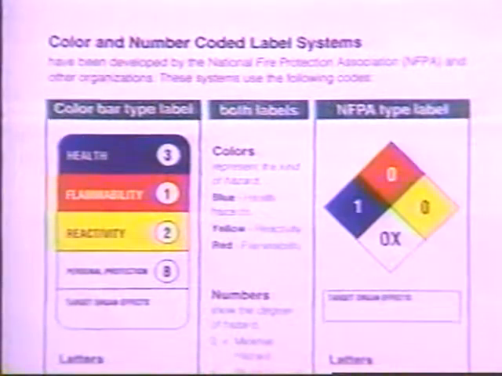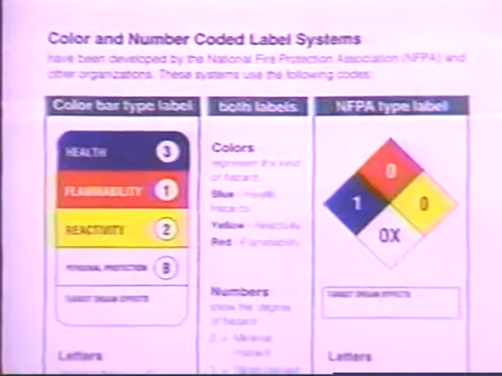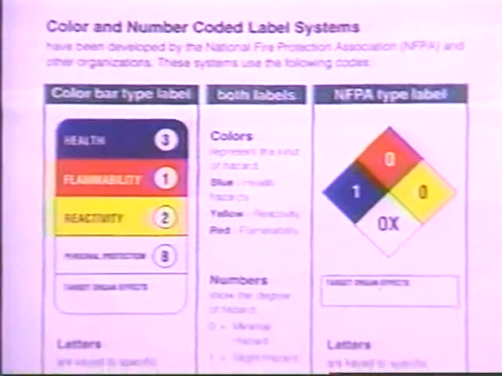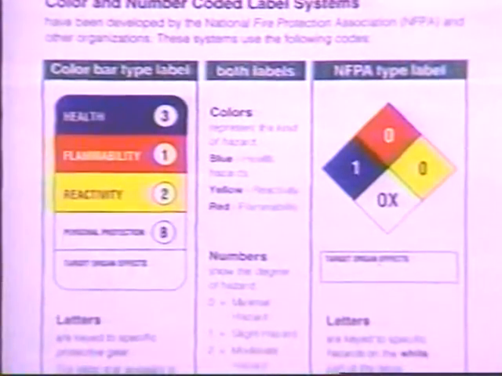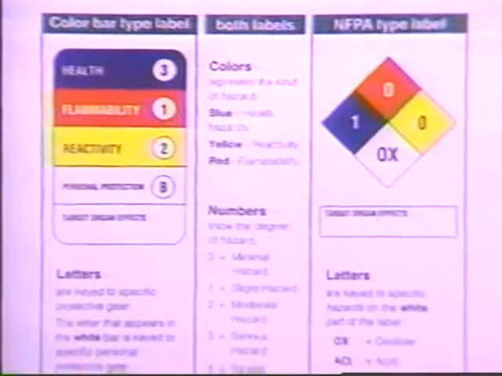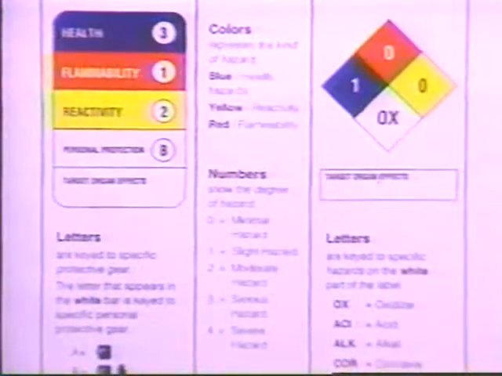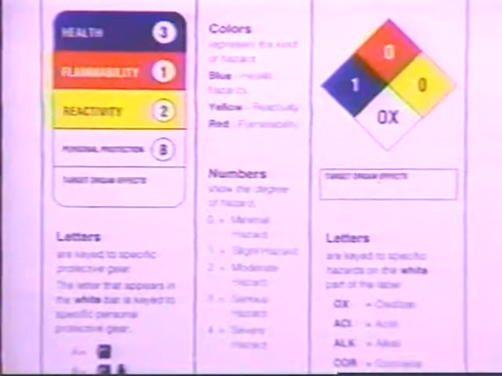The white diamond is key to specific hazards such as corrosives, acids, or oxidizers on the NFPA label, or information on specific personal protective gear on the colored bar type label. Hazard warning information such as target organ effects by the chemical will usually be shown. The numbers in the colored bar or diamond areas show the degree of hazard, with 0 representing a minimal hazard and increasing to the highest action level of 4, which indicates a severe hazard.